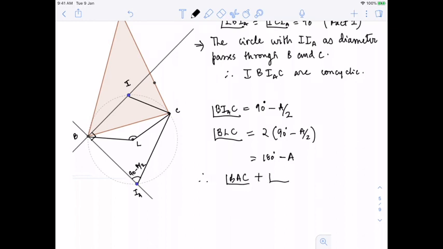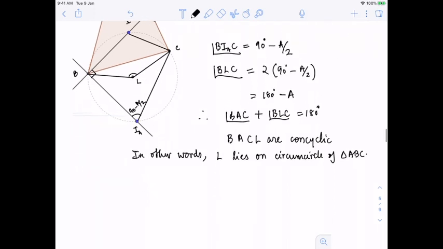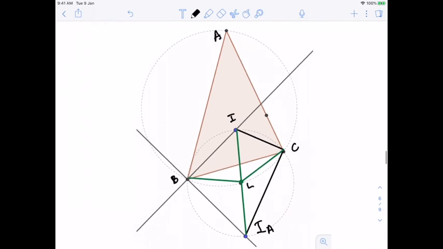That's what happens because I just proved that angle BLC is 180 minus A. Therefore, angle BAC, which is A, plus angle BLC is equal to 180 degrees. So B, A, C, L are concyclic because this forms a cyclic quadrilateral. Or in other more emphatic words, you could say the center of our secret circle lies on the circumcircle of triangle ABC. L lies on the circumcircle of triangle ABC. I have summarized it: the center of the secret circle lies on the circumcircle of triangle ABC.